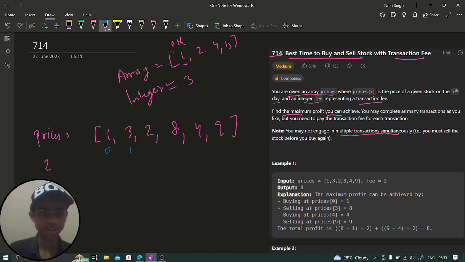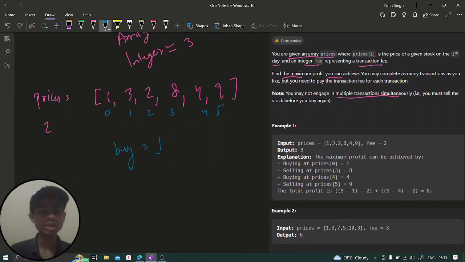This is 0, this is 1, second, third, fourth, and fifth. These are nothing but days. So if I buy on the 0th day, that means I pay one cost to buy this stock at 1. So I have bought one stock whose cost was 1.